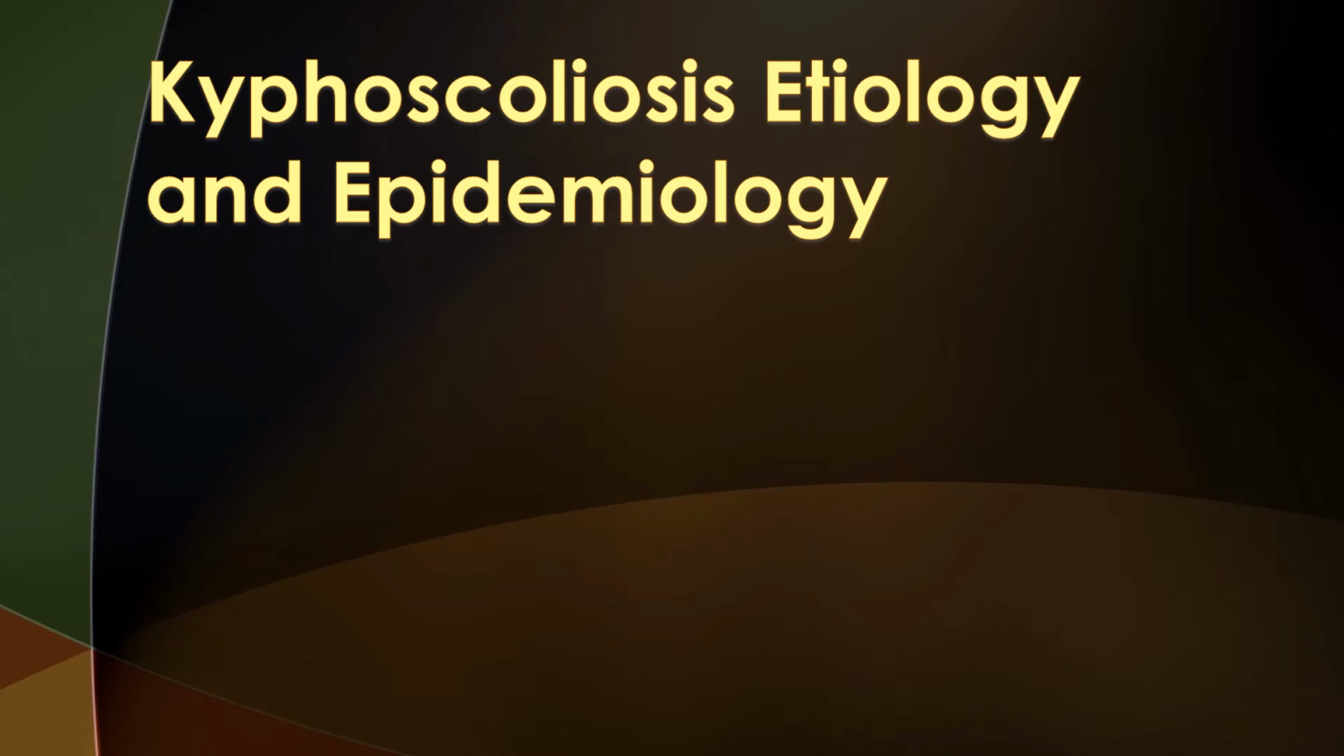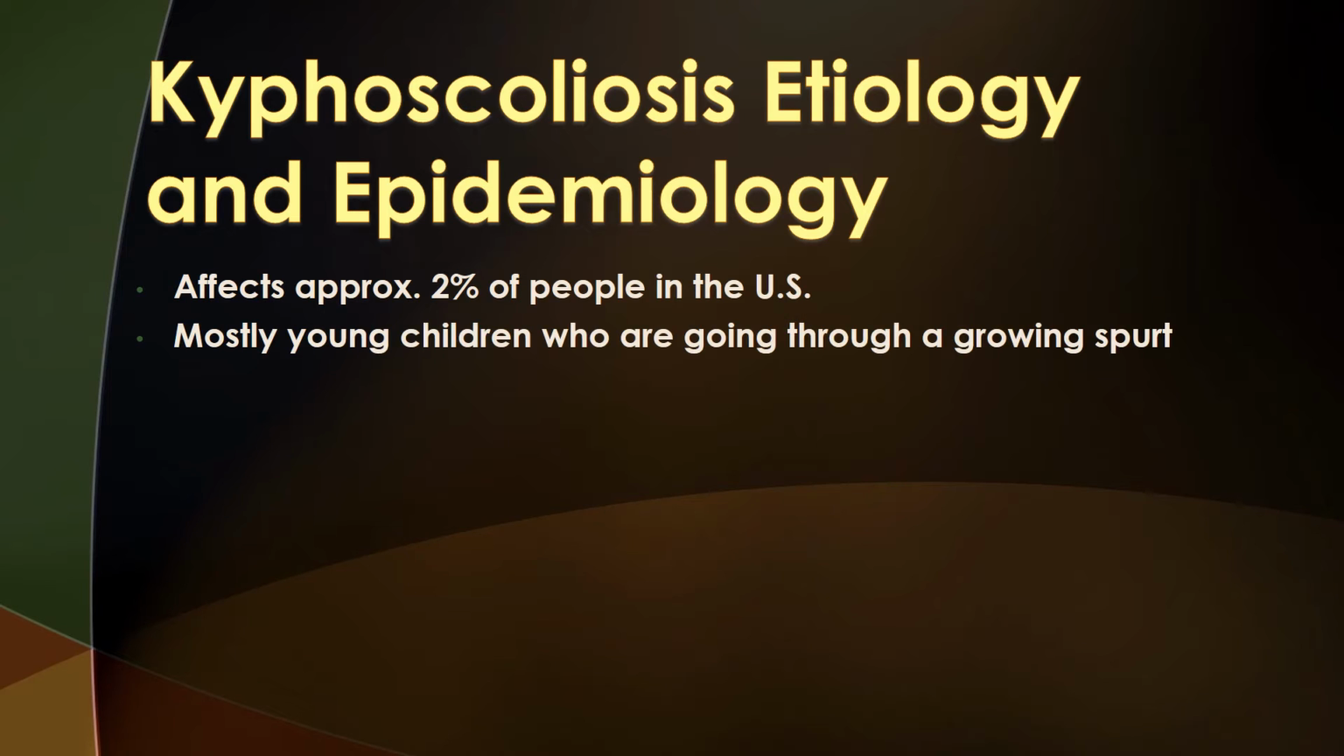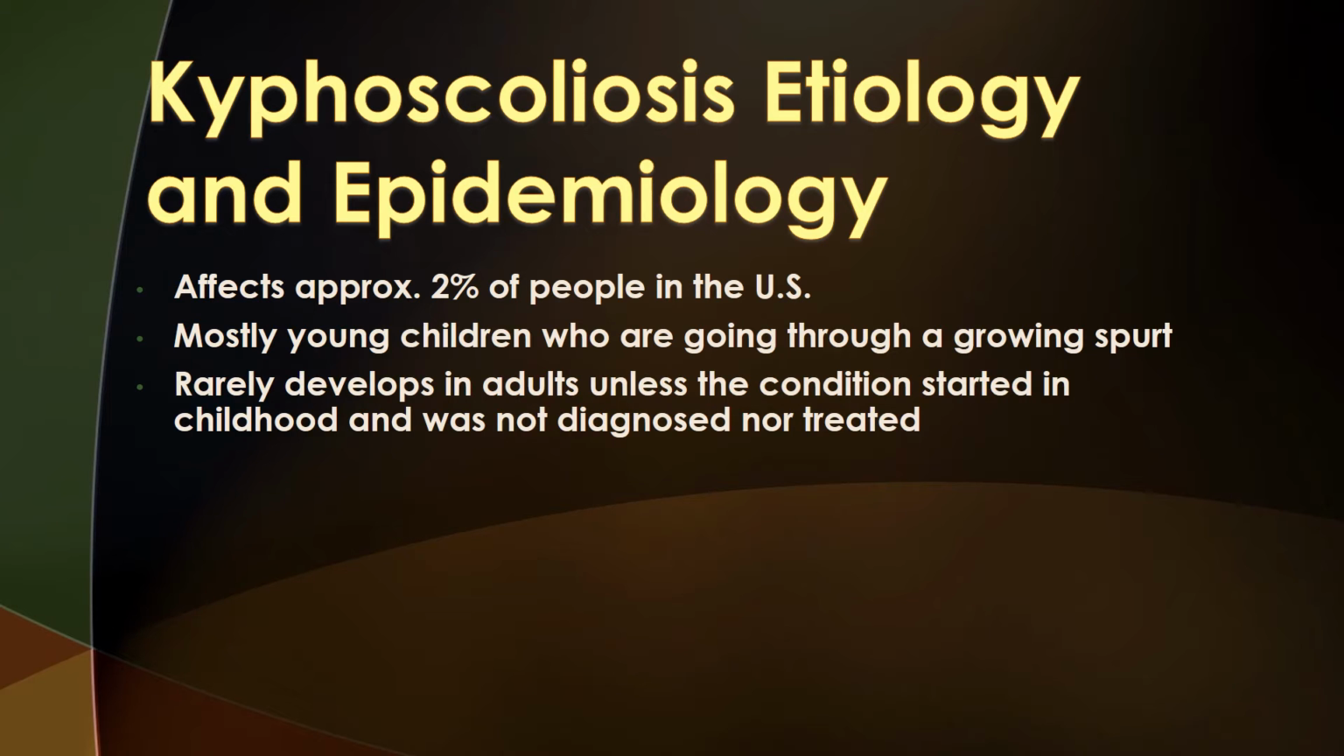Kyphoscoliosis etiology and epidemiology: it affects approximately 2% of people in the U.S., and it can manifest at different stages and occur at a young age ranging from childhood to teenage years. It can also be present from birth. Kyphoscoliosis mostly occurs in young children who are going through a growth spurt, and it rarely develops in adults unless the condition started in childhood and was not diagnosed nor treated.